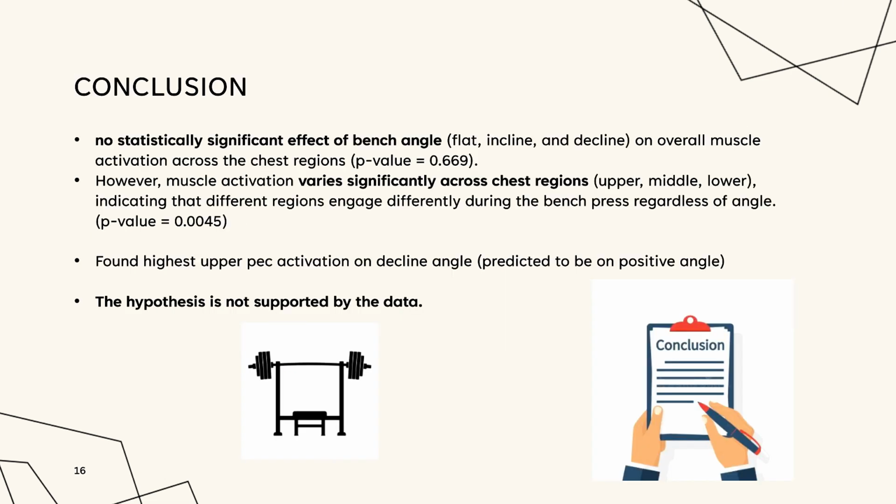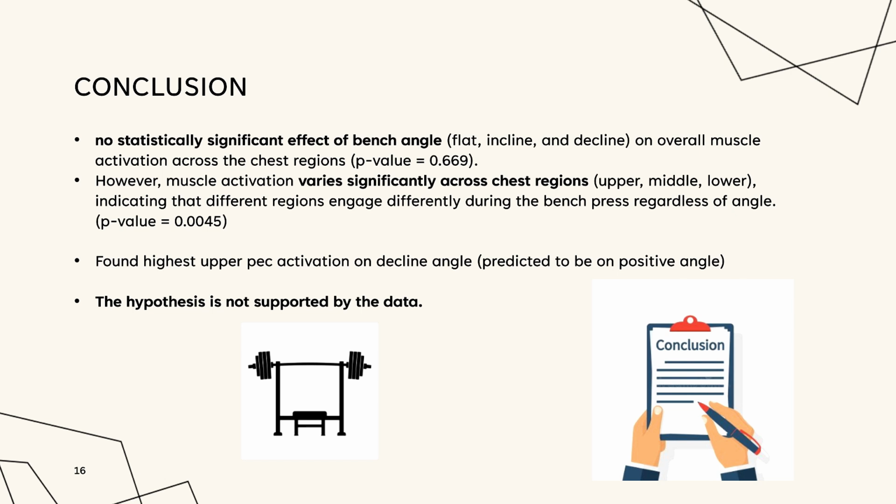With the results of our ANOVA test, we can now draw conclusions. The first conclusion is that there is no statistically significant effect of bench press angle on overall muscle activation across the chest regions. The second conclusion we can draw is that muscle activation varies significantly across the chest regions, indicating that different regions engage differently during the bench press regardless of angle.